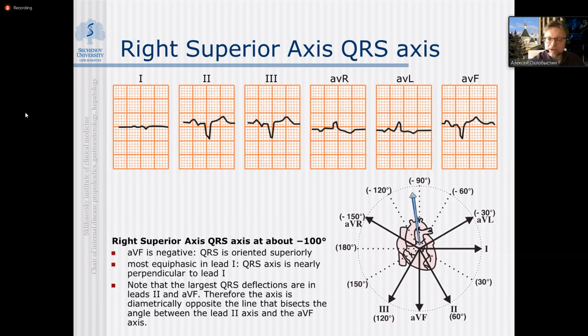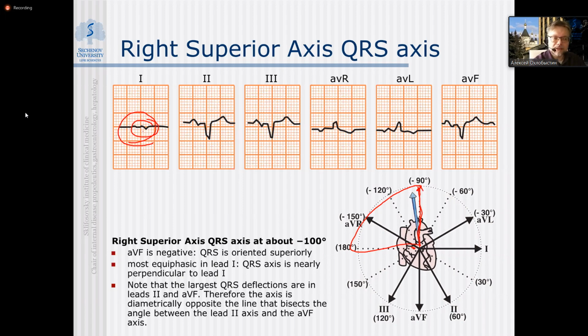Superior right deflection. What do we have? Almost zero in the first, just a slight diminution of negative deflection, a slight negative part. In AVF, again, negative, but it's quite obvious, quite significant. So therefore, we're talking about this quadrant, but almost zero deflection in the first standard lead means that the axis is perpendicular to the first and is coinciding with the negative part of the AVF.